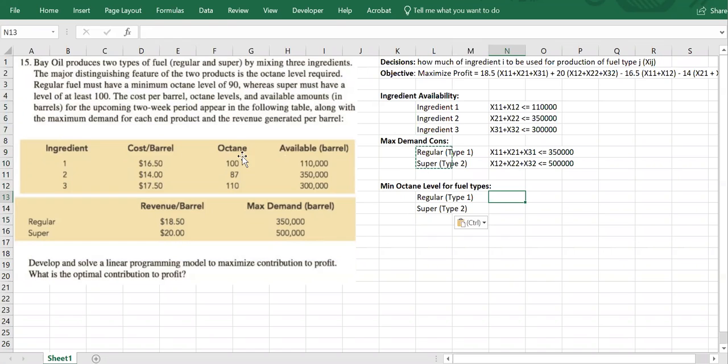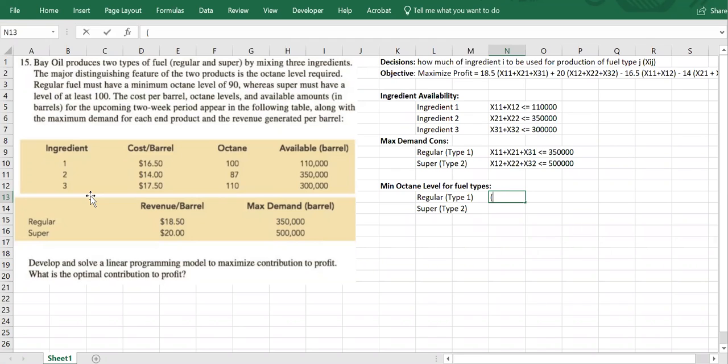All right, but how do we measure that? We know that we're using X11 plus X21 plus X31 units of ingredient 1, ingredient 2, and ingredient 3, and they have different octane levels. In order to find the octane level of the final product, which is a mix of all these products, we need to find the weighted average. The way we find the weighted average is by multiplying the amount of production by the octane level of each ingredient type, and then dividing the whole thing by the total amount of production of, let's say, regular type.